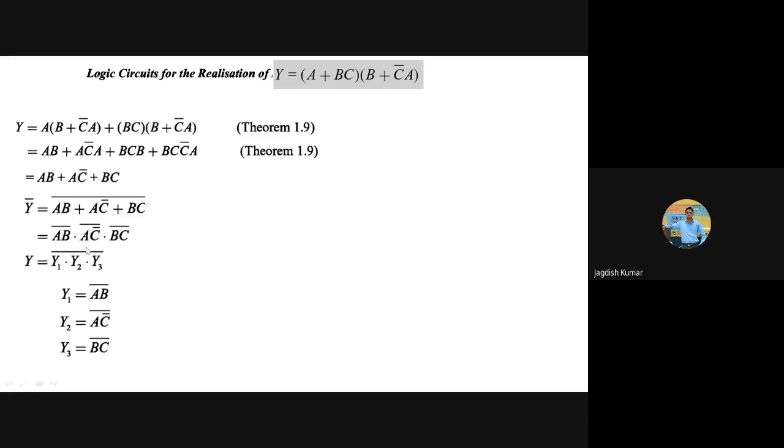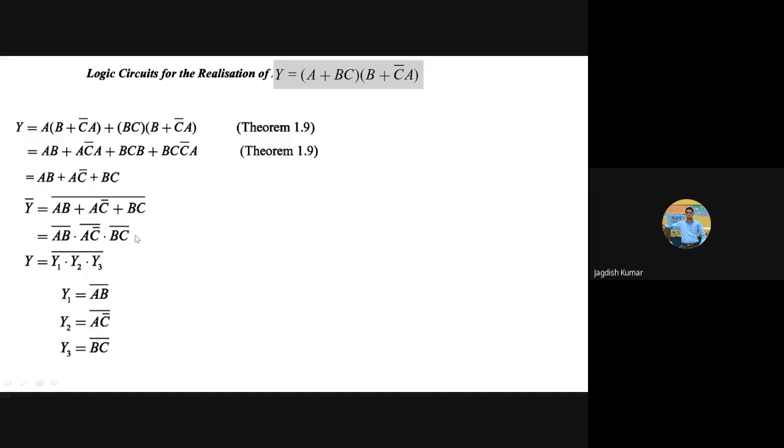I hope you remember that. Let us say these are y1, y2, y3. Then what can we say? Now this part is nothing but y bar. On the right hand side is the expression for y bar.